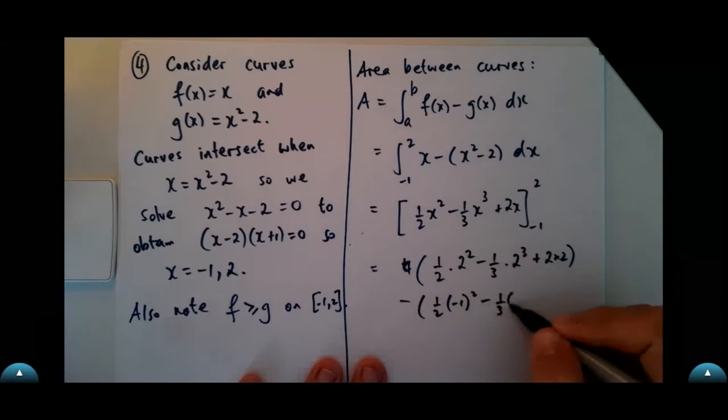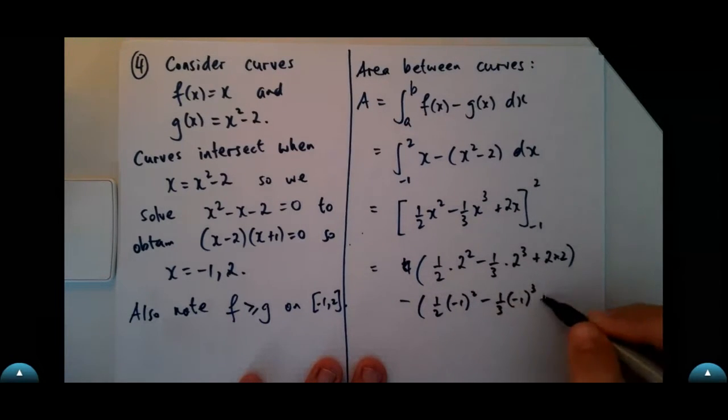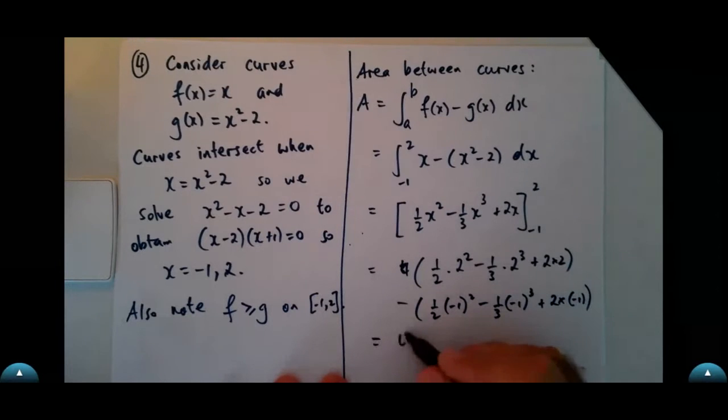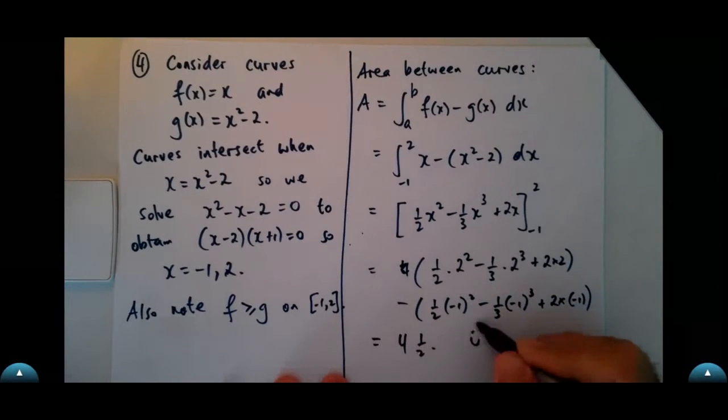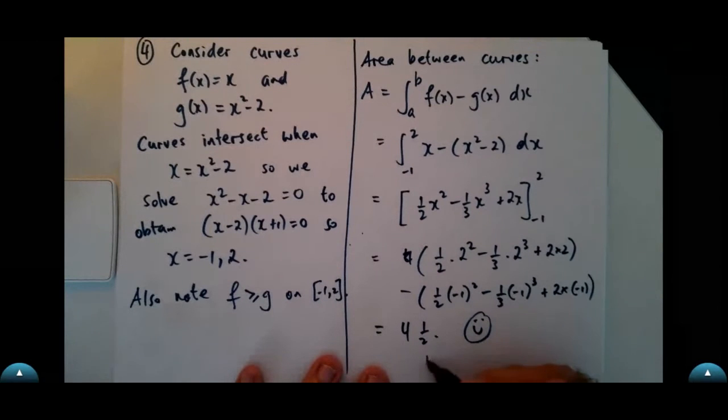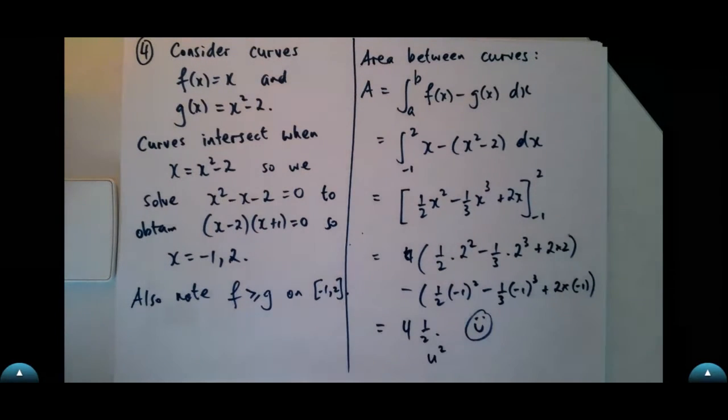Okay, I'm sure you've seen all of this before. Then you simplify that and you'll get 4.5. Now if you wanted to go a step further, you could put square units or u squared just to make sure that you're clearly marking that it is area that you are looking at.